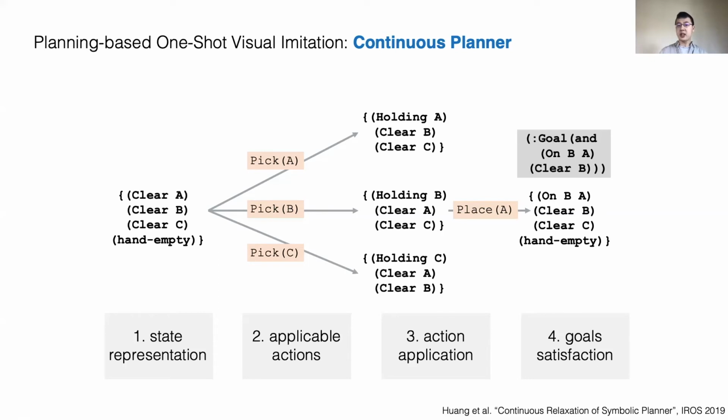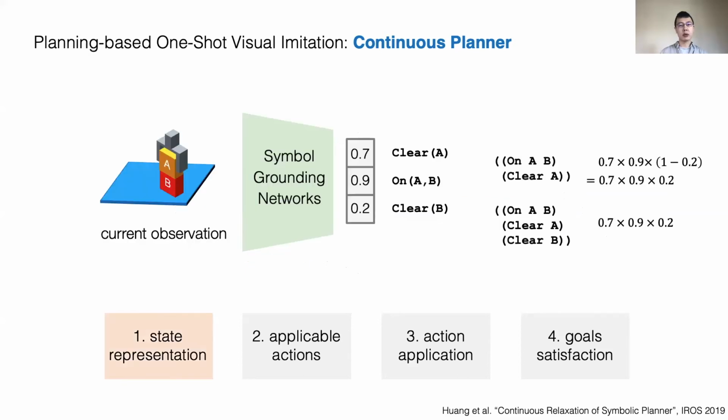So to operationalize the idea of having a continuous planner, we need to perform continuous relaxation for each of these four steps one by one. For the state representation, instead of discretizing the network output with a threshold, we can use the probabilistic symbols to compute a distribution over all possible states. And we can compute the distribution score for each symbolic state by multiplying the scores for each individual predicate together.